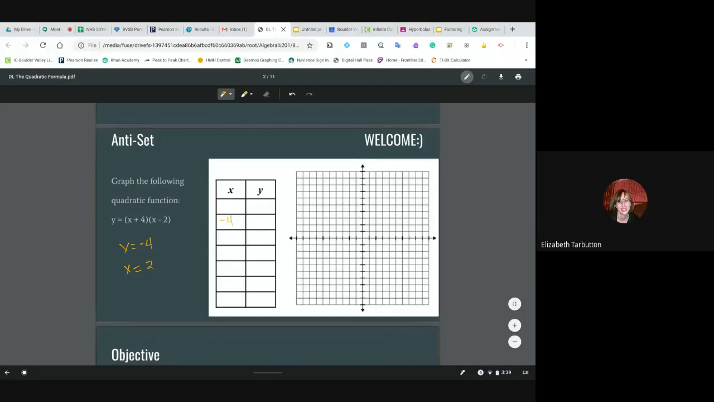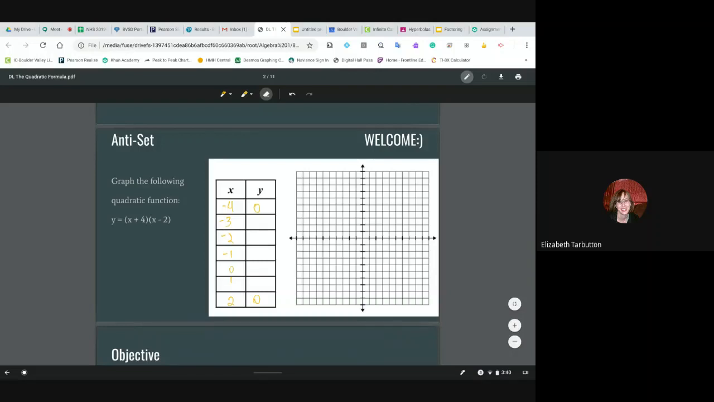Let's actually erase that and do -4, -3, -2, -1, 0, 1, and 2. So at both of those values, our output is going to be 0. Because if I plug in -4, I get -4 plus 4 is 0. 0 times anything is 0, so my y is 0. Likewise, if I plug in 2, I'm going to get a 0. So once we have those points, then we can take our other values and plug them into our equation.